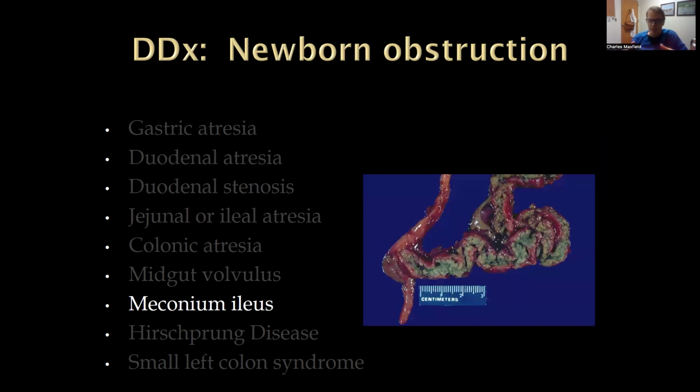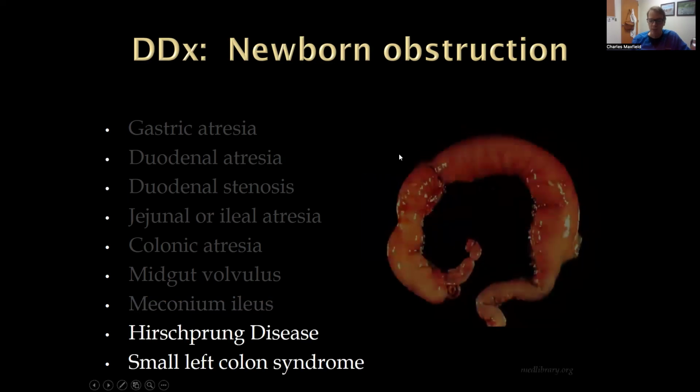But of course, meconium ileus is when your meconium is abnormally thick. Kids with cystic fibrosis, all of their secretions are too thick. And in this case, it's the meconium, the fetal poop, that's too thick, and it gets stuck and completely blocks the distal ileum, like in this case, and causes a high-grade obstruction. We're going to talk more about this.